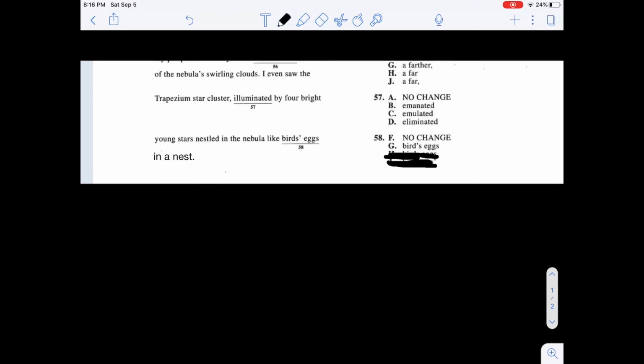Like if you take this away, it's not like we were changing anything fundamental to the sentence. Like reading this, let's put in the lowercase a before birds and read the whole sentence. I even saw the trapezium star cluster, illuminated by 4 bright young stars, nestled in the nebula like a bird's eggs in a nest. Sure, that makes sense. We're talking about a bird, the animal bird, a bird owning some eggs, and the bird's eggs in a nest. But we don't have an A. We just have birds' eggs in a nest.